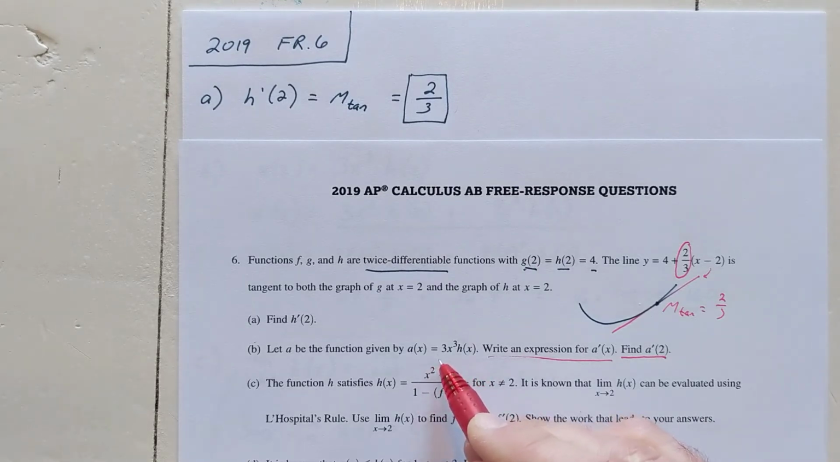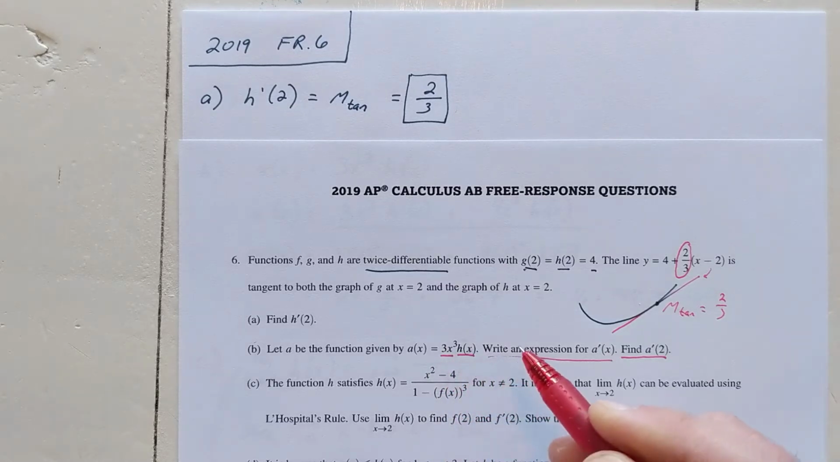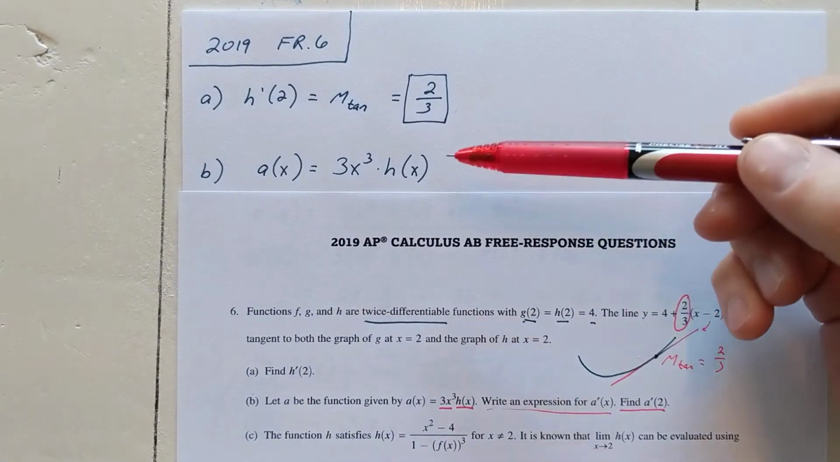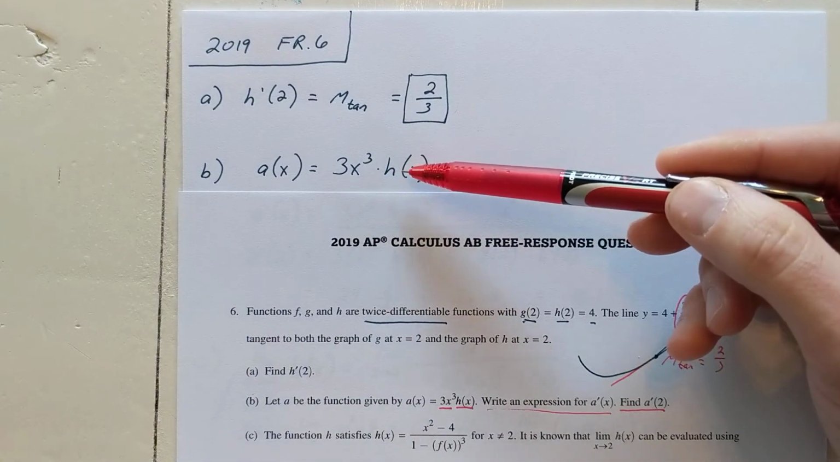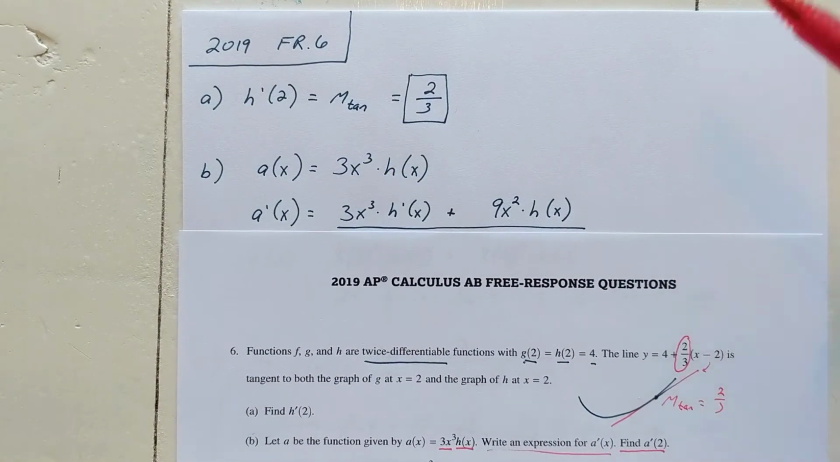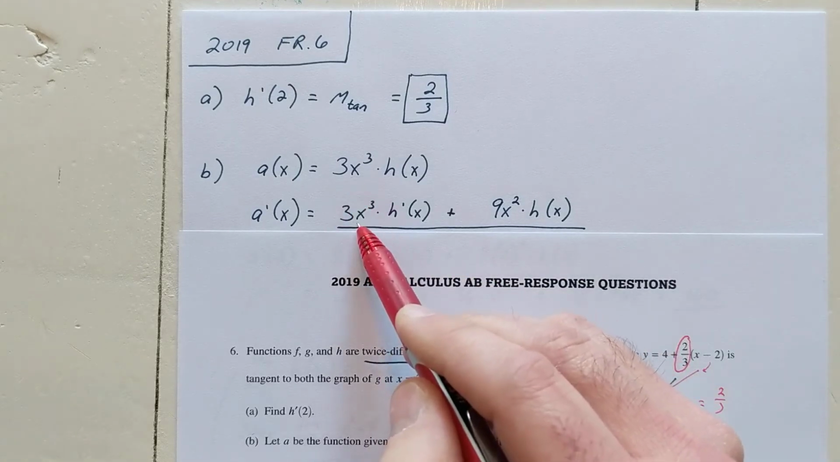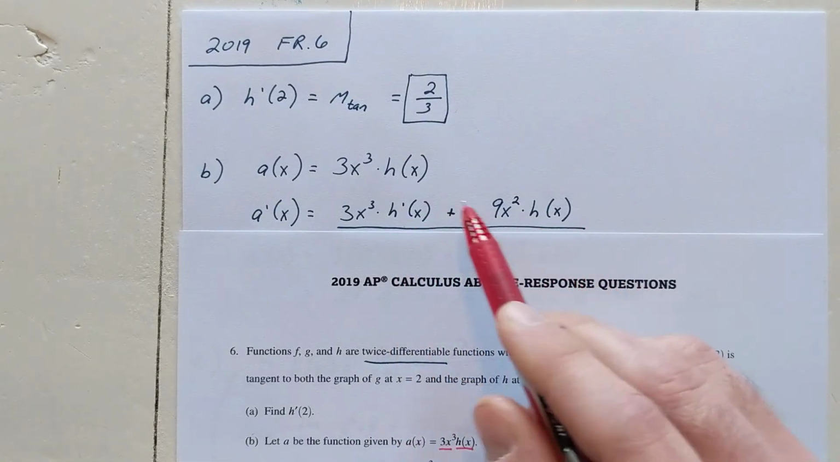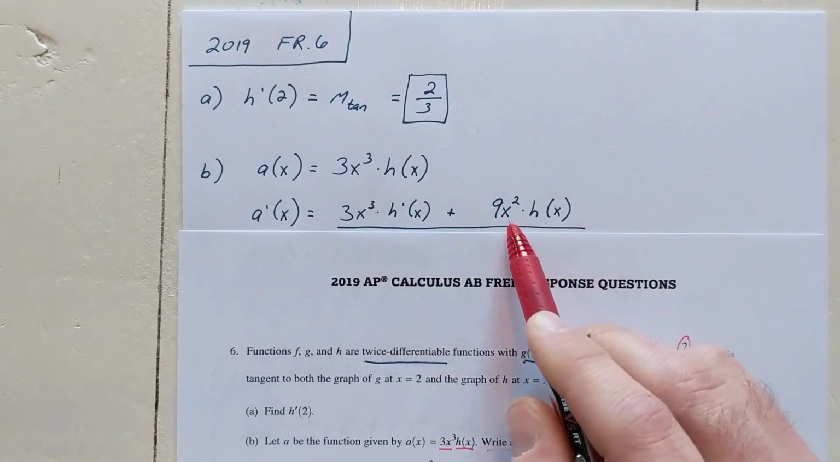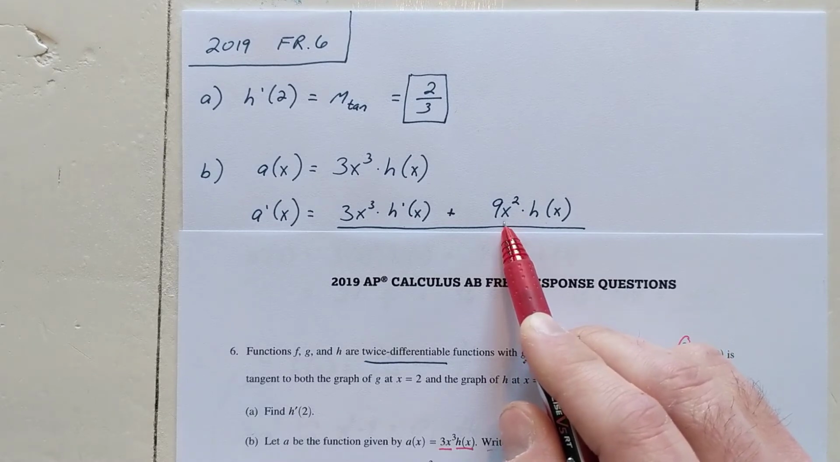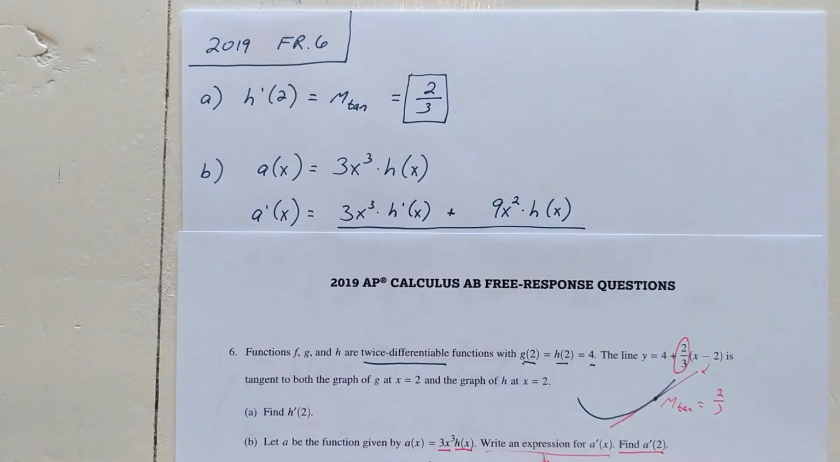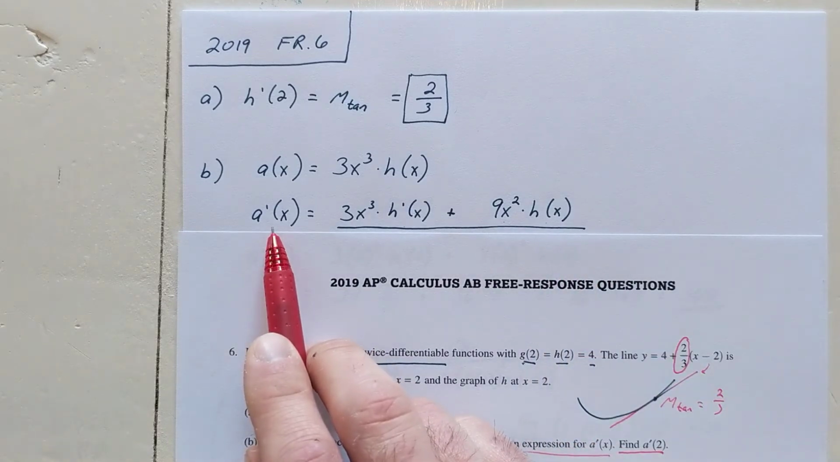If we're going to take the derivative of A of x, what we need to notice is that this is actually 2 different functions here being multiplied together, 3x cubed times h of x, so that's going to require the product rule. First times derivative of the second plus second times derivative of the first. So A prime of x would be, first factor is 3x cubed, derivative of the second is just going to be h prime of x, plus the second factor, which is h of x, times the derivative of the first, which is going to get us a 9x squared. So I've underlined that because that's the answer to the first question, right? An expression for A prime of x, and you just want to make sure that you've labeled that clearly.